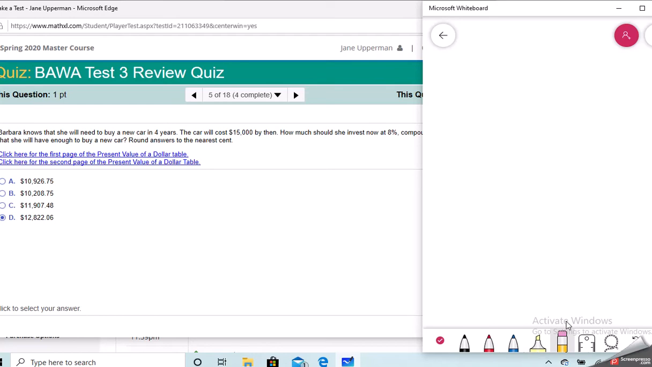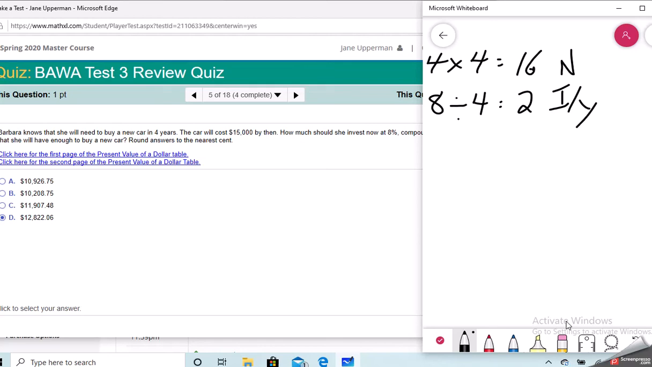So we're compounded quarterly. So she's got 4 years times 4 quarters. 16 is the N. 8% a year divided by 4 quarters gives us 2% per compounding period. How much is she investing now? That's our question. So that's what we're computing as our present value.